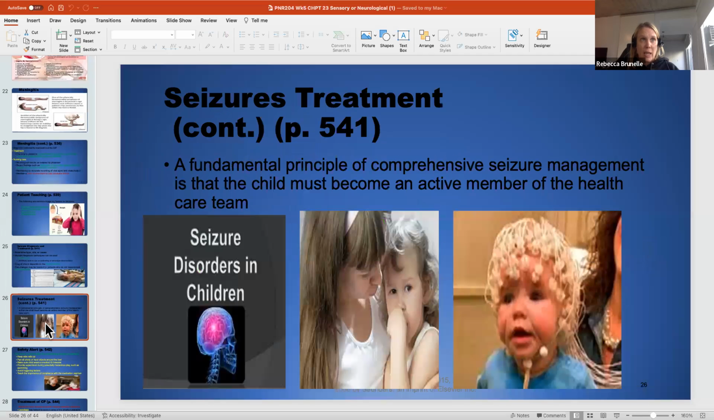There is a specific seizure medication that's frequently on NCLEX questions called Dilantin. Has anyone heard of Dilantin? It's also called phenytoin.